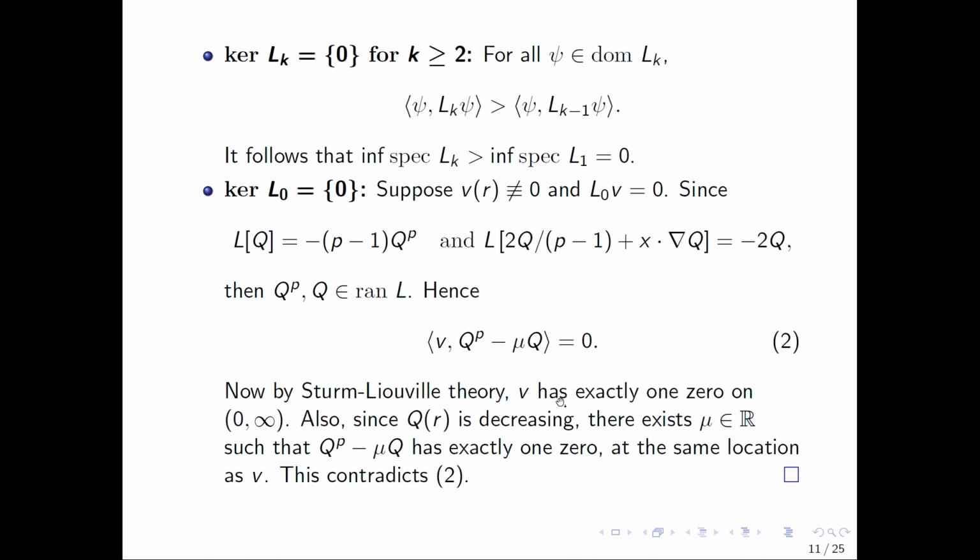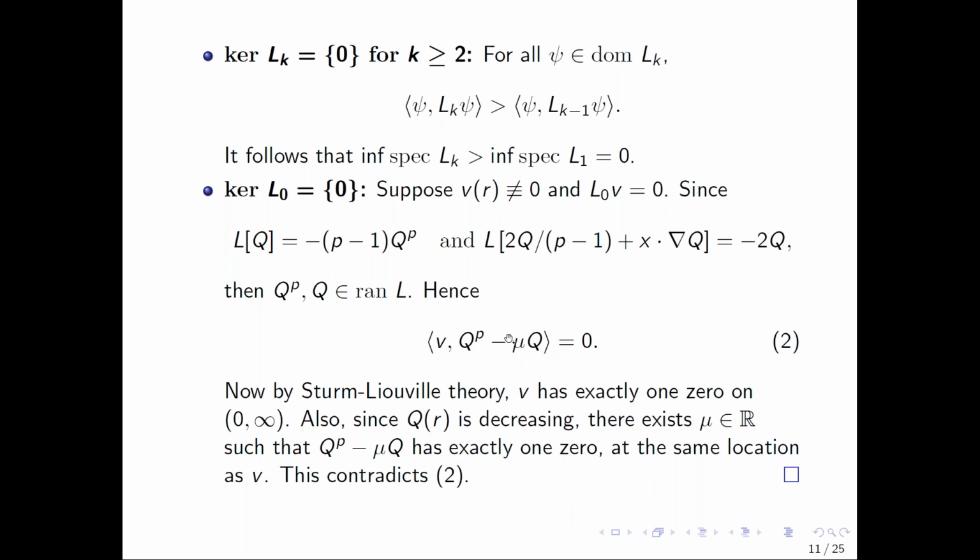And Sturm-Liouville theory tells you that for the second eigenvalue of a Sturm-Liouville operator, it has to have exactly 1 zero on the interval 0 to infinity. But on the other hand, since Q of R is decreasing, it's easy to see that you can find some combination of Q and its power Q to the P, which makes this combination have a 0 at exactly the same spot that V did.